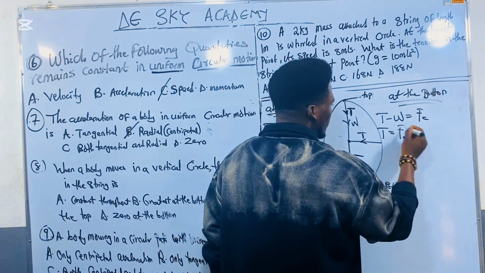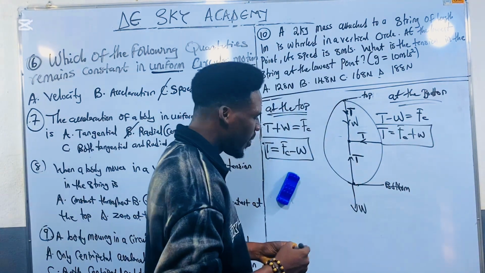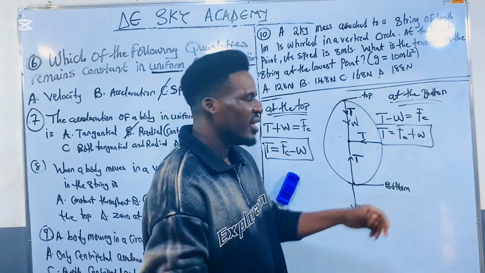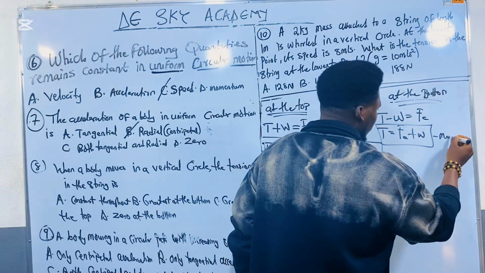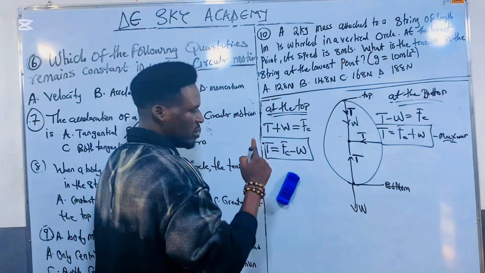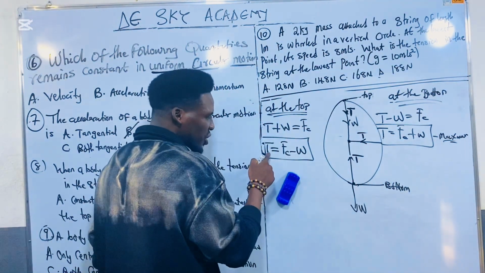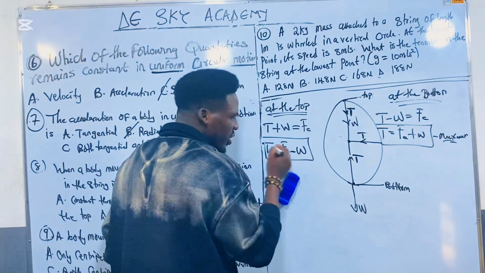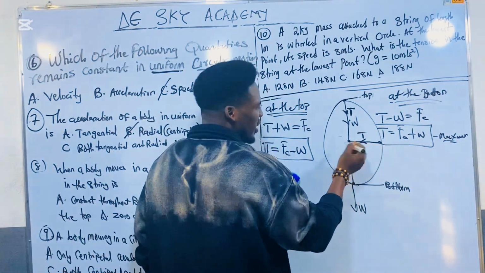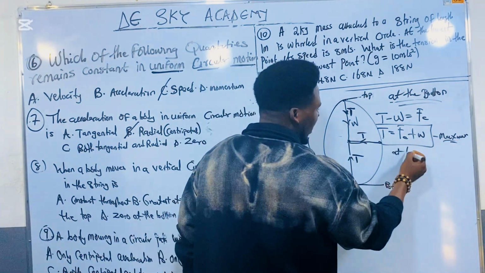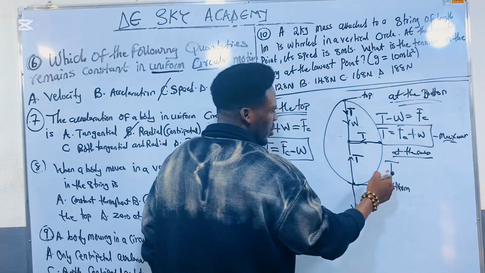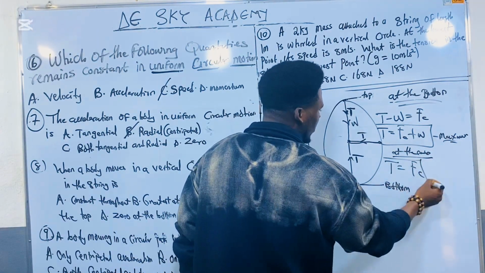So, if you make tension the subject of the formula, you have the centripetal force plus weight. So, what did you observe? The tension at the bottom, there's a positive here. That means the tension here is said to be maximum. Why is it maximum? Because of the presence of plus. But at the top, the tension is said to be minimum because of the presence of this minus. Why at the center? At the center, you observe that the tension will be equal to the centripetal force.